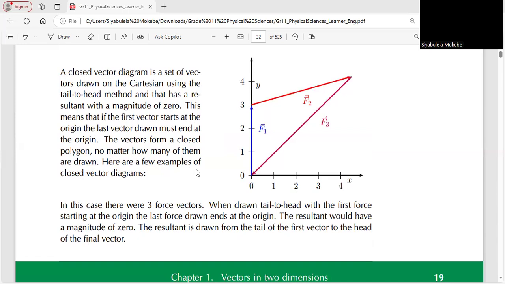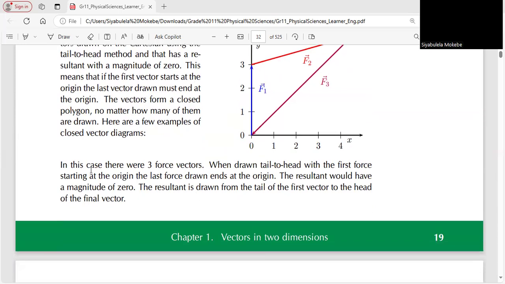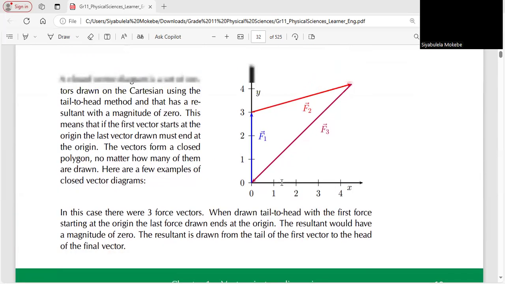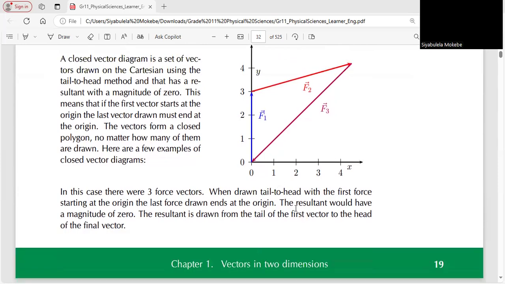Here are a few examples of closed vector diagrams. So this is one example. In this case, there were 3 force vectors. When drawn tail to head with the first force starting at the origin, the last force drawn ends at the origin. The resultant would have a magnitude of 0. The resultant is drawn from the tail of the first vector to the head of the final vector.